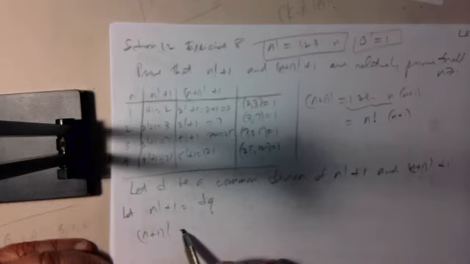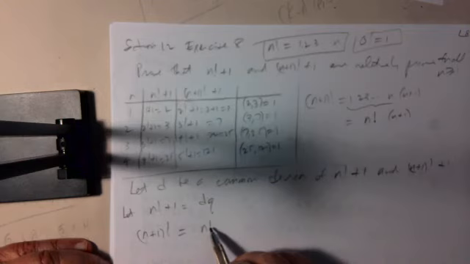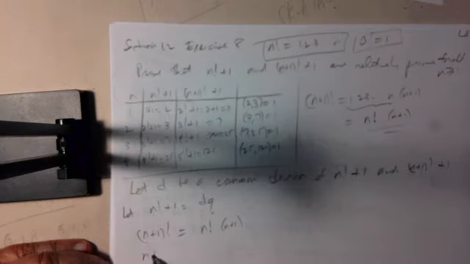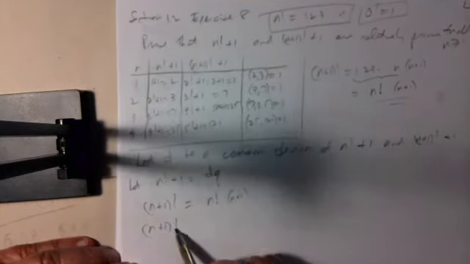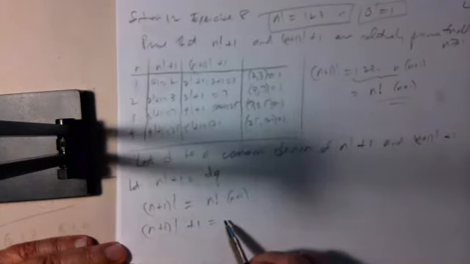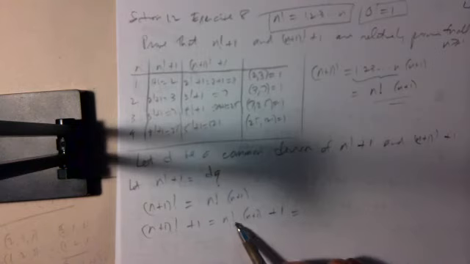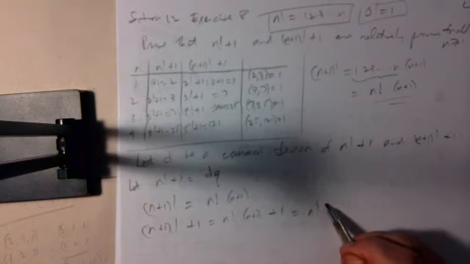(n+1)! is n! times (n+1). So (n+1)! plus 1, that's n! times (n+1) plus 1. I can write that as (n! plus 1 minus 1) times (n+1) plus 1. That's okay, because 1 minus 1 is 0.